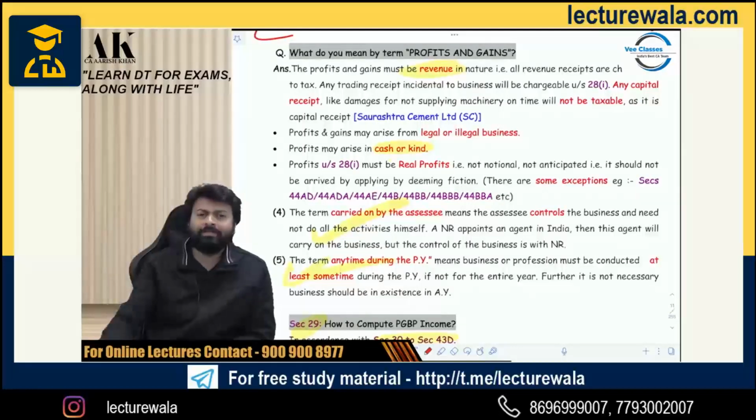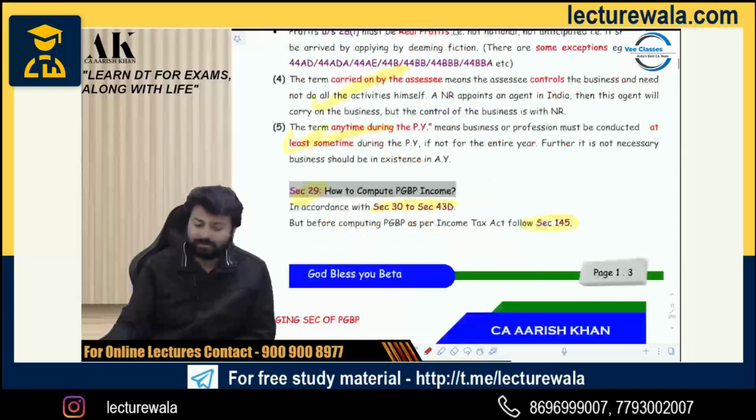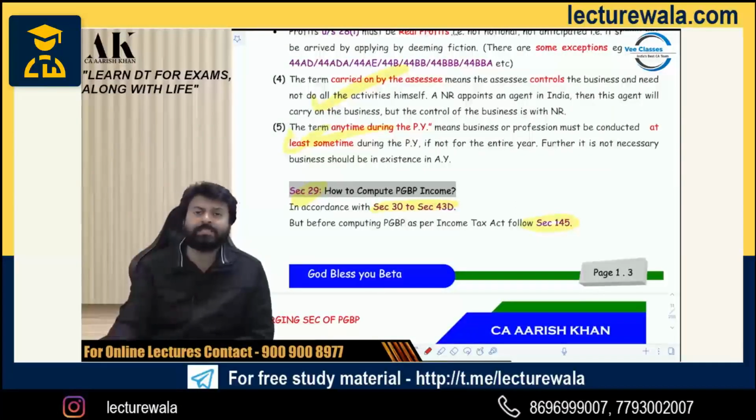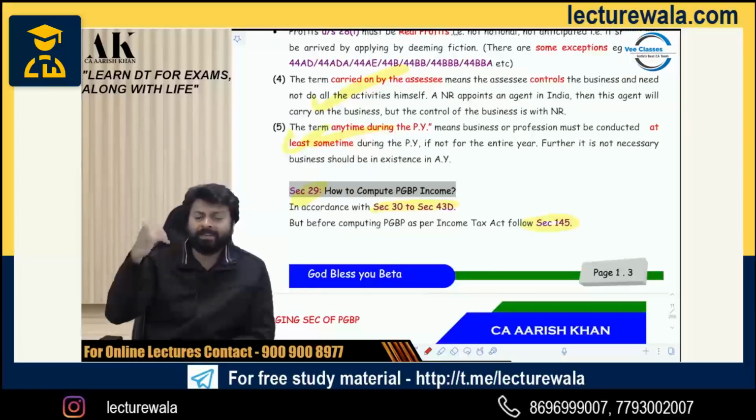has to be from legal or illegal sources, has to be in cash or kind. Then the business has to be carried on by the assessee, meaning it has to be controlled by the assessee. And it has to be done at some time during the previous year. The entire year is not relevant. In the AY, whether it is conducted or not conducted is of no use.